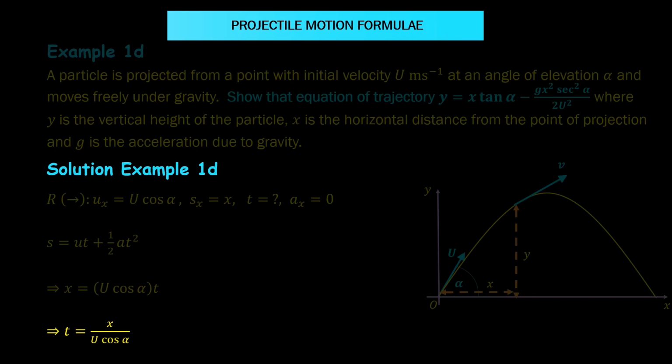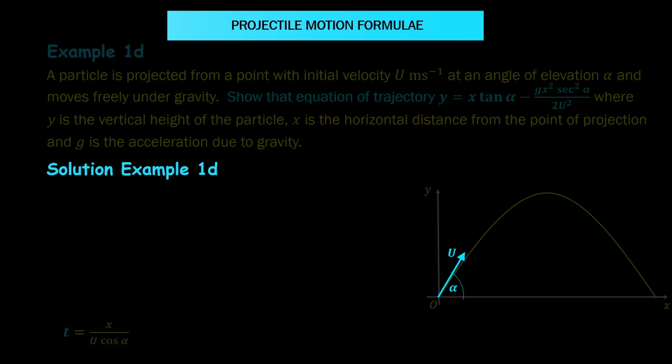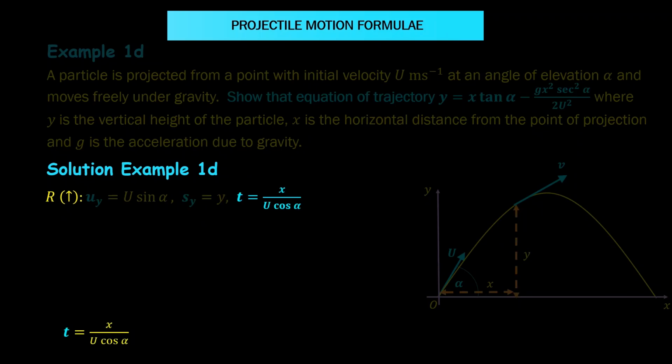Now let's use this expression for the next part. Resolving vertically, we have uy equals u sine alpha and sy equals y. And here we're going to use t, which equals x over u cos alpha. And of course, this value of t was from the previous calculations.